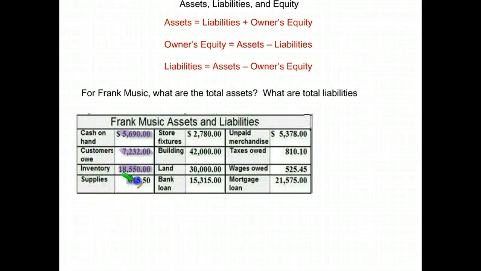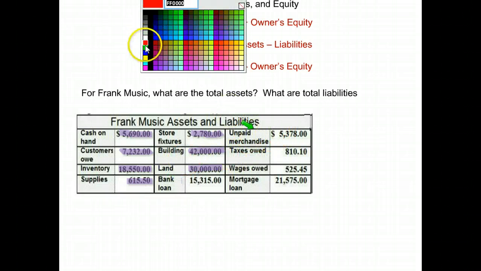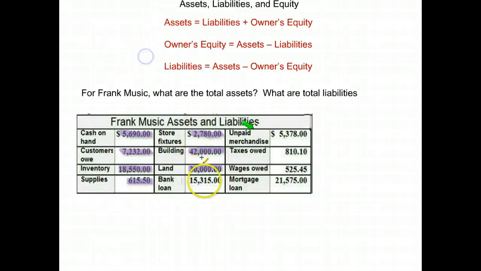Supplies are assets. Store fixtures, so that's like the shelves, anything in the store. The building is an asset, and the land is an asset. Now, a bank loan, that's something that you owe to someone else, so that is a liability. Unpaid merchandise, I'm going to put the liabilities in yellow. So the bank loan would be a liability. Unpaid merchandise, that's stuff you haven't paid for, still have to pay, so you owe that to someone. That's a liability. Taxes are a liability.